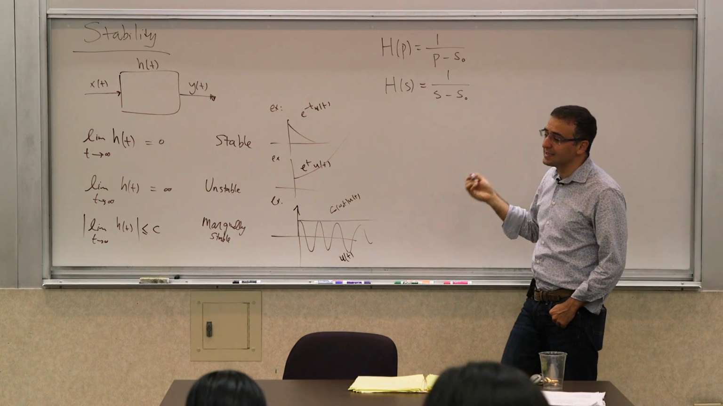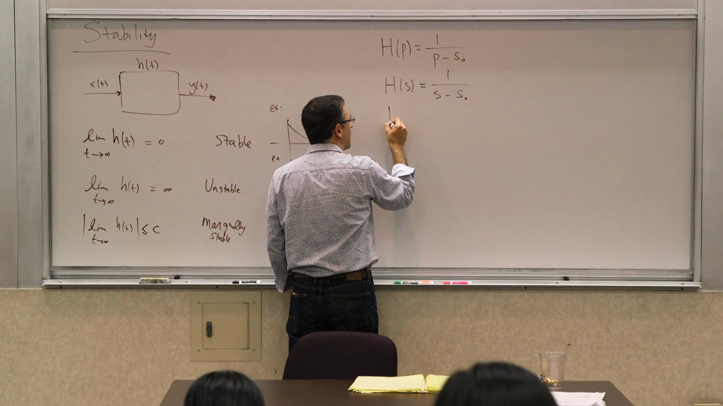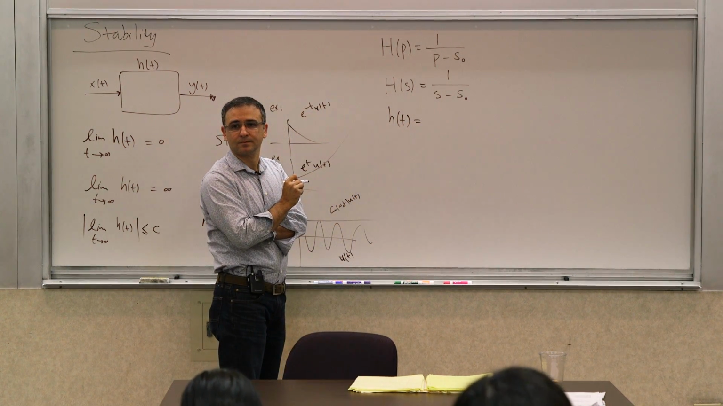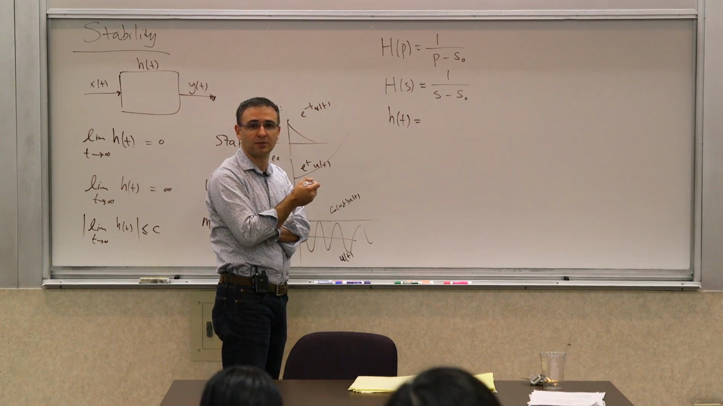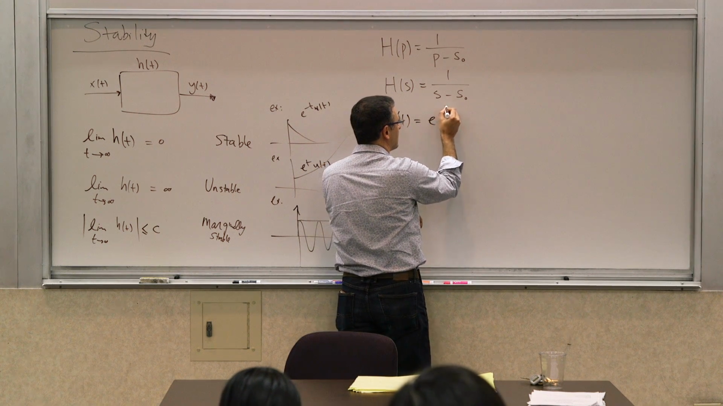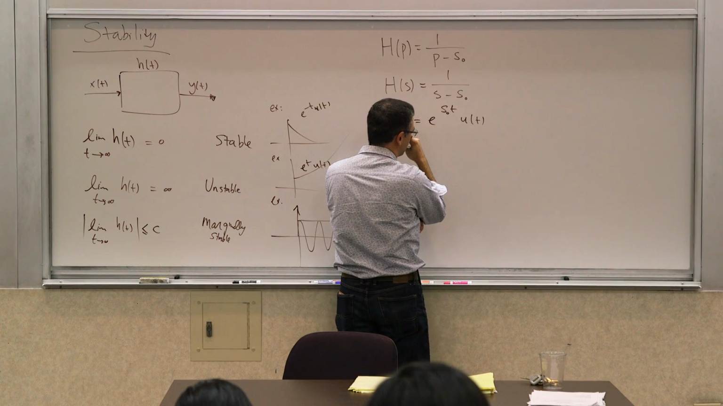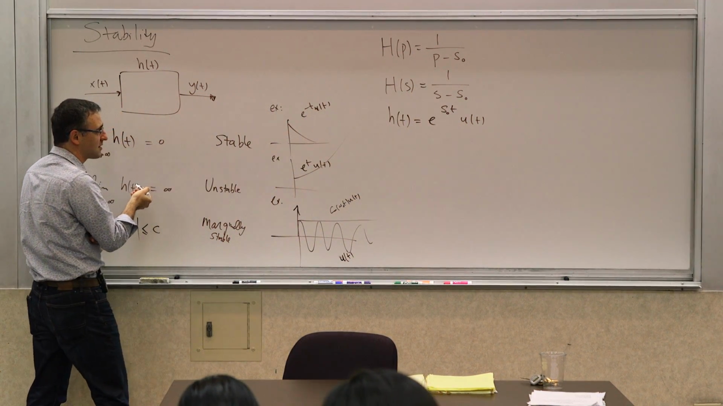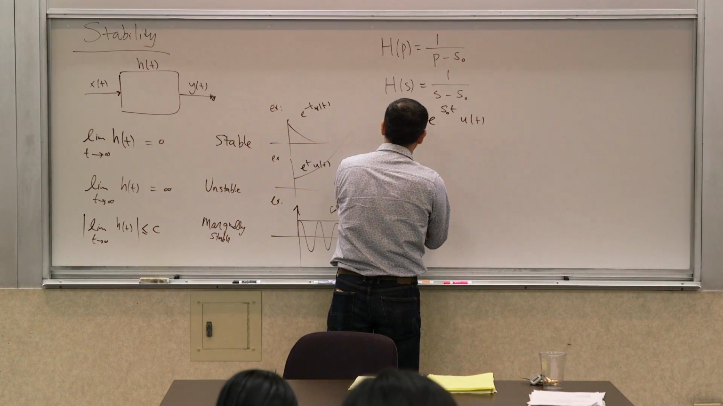So the question is, is it stable or unstable? First of all, what is the response of the system? What is the associated impulse response for this? What is the impulse response for this system operator or system function? E to the s0t u of t, right? So what we are trying to determine is the magnitude of this thing. So what is the magnitude of this thing?